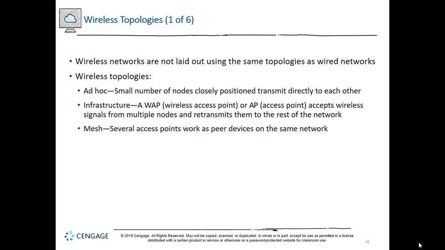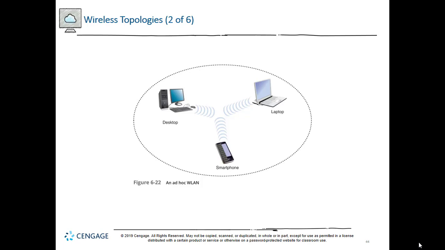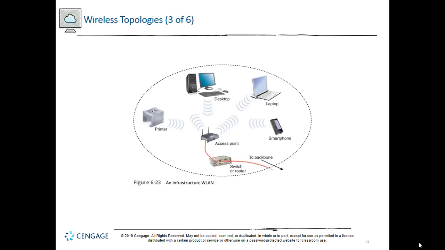Mesh networks give us the ability to have different devices all connected to each other. Several access points work as peer devices on the same network. Those are becoming super popular on home networking devices today. So there's an example of an ad hoc LAN where everybody is just talking to each other. You'll notice there's no access point in between. Today's most common networks are more like this, where we have an access point in between. So everyone talks to the access point, which is your wireless switch.